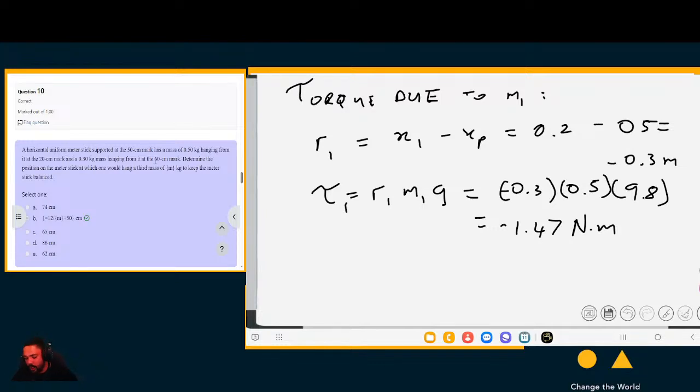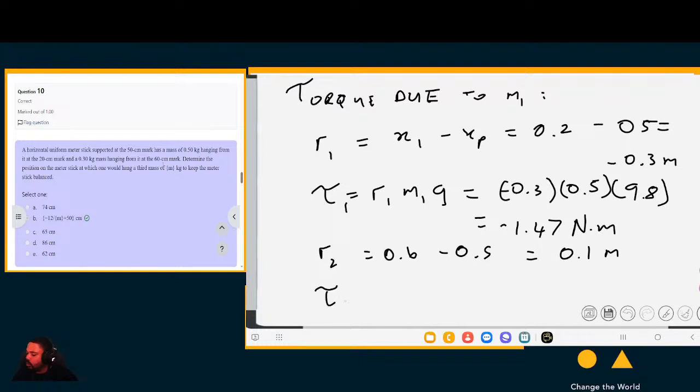Now we do the exact same thing for the second mass. First, we calculate the distance that the second mass is hanging from the pivot point. Where's the pivot point? 0.5. Where's the second mass hanging? At the 60 centimeter mark. So R2 is equal to 0.6 minus 0.5, which is the pivot point. So it is a distance of 0.1 meters away.